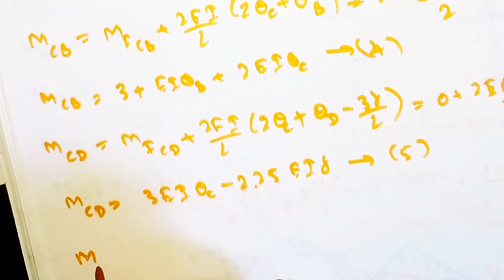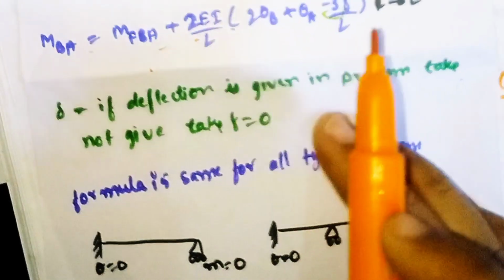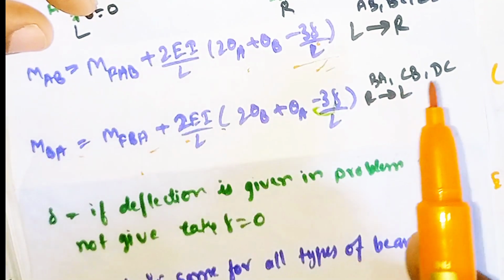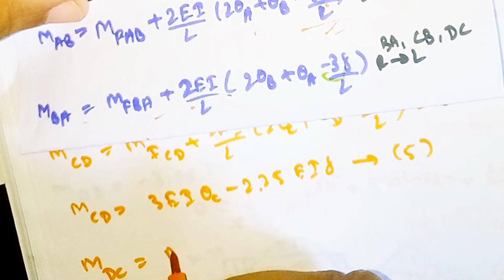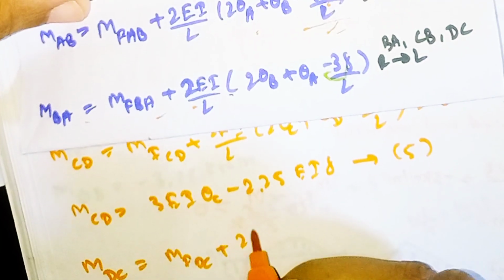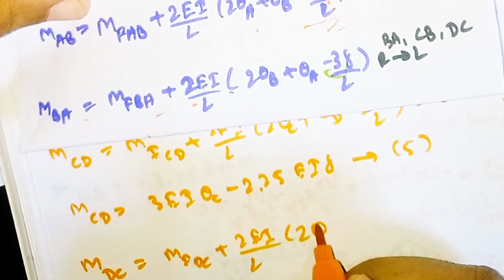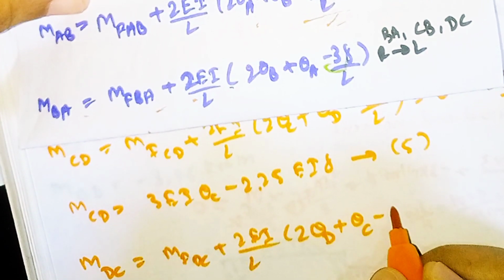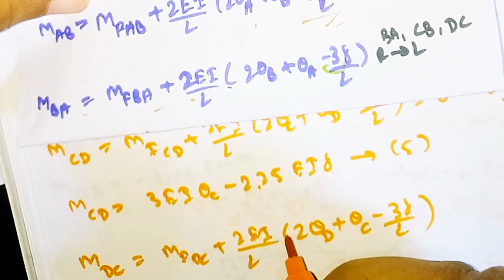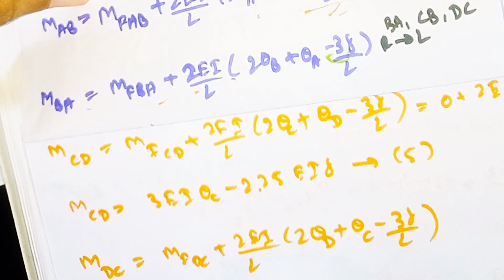Similarly for MDC we need to calculate. For that we have the formula. We need to put this one. In case of BA we need to substitute DC value. So now we'll see. MDC is equal to MFDC plus 2EI divided by L. 2 into first letter is D. So theta D plus second is C. Theta C minus 3 rho divided by L because it is the vertical member. The deflection is acting on it. We need to take 3 rho divided by L.